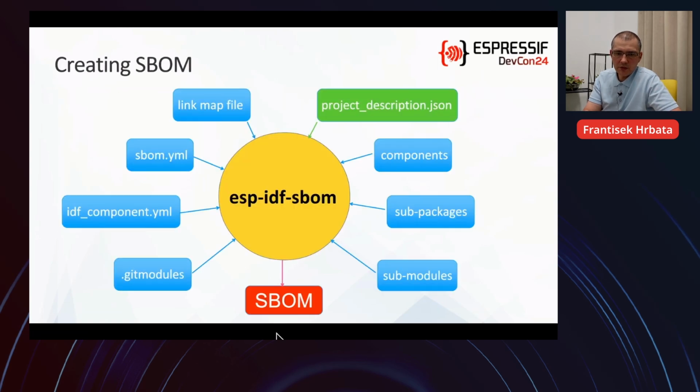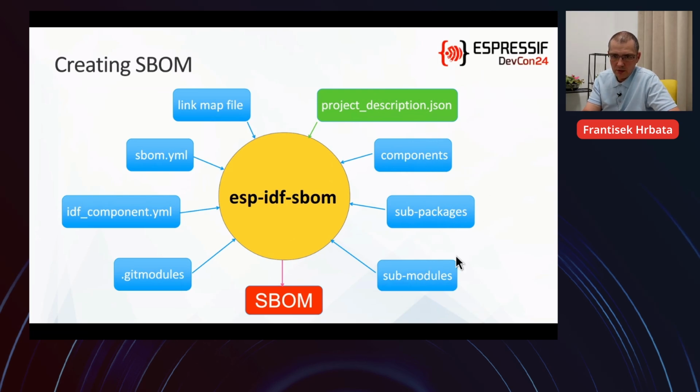The only information that esp-idf-sbom needs as input is the project description JSON. This file is generated during the build, and it contains information about the components which were part of the build, and also the path to the link file and other information. But the only thing needed as input is the project description JSON. Through it, the tool can figure out the components which are part of the build. Based on the components and their paths, it can figure out the sub-packages and sub-modules and put it all together.